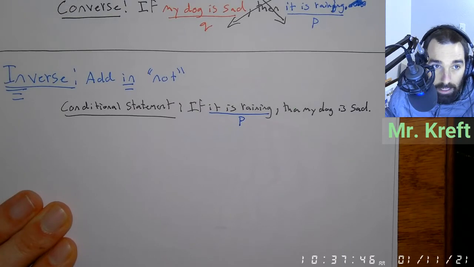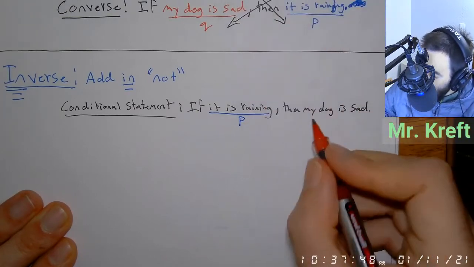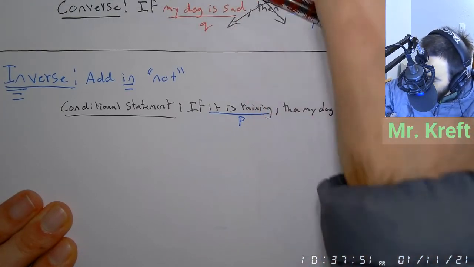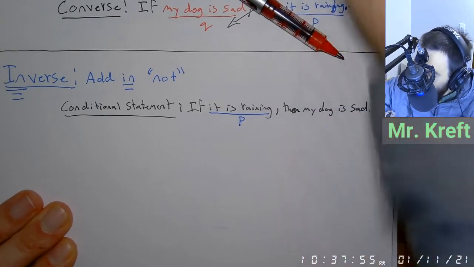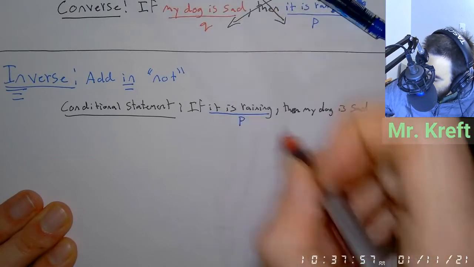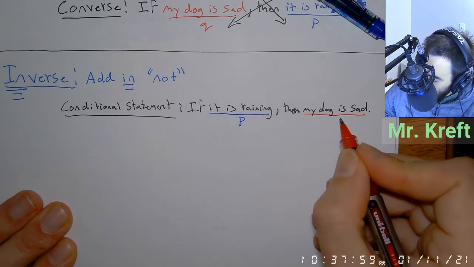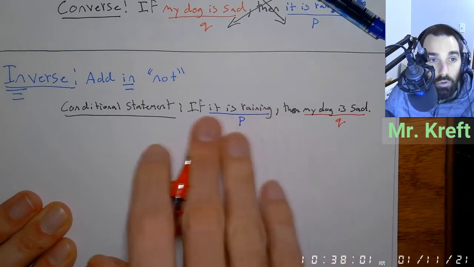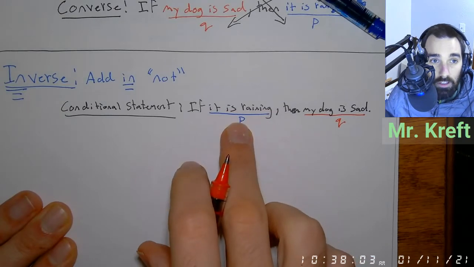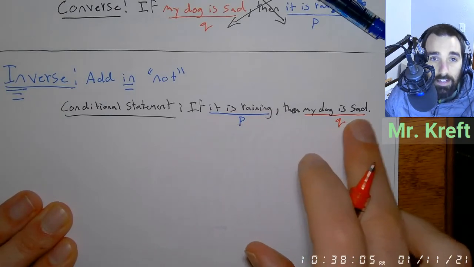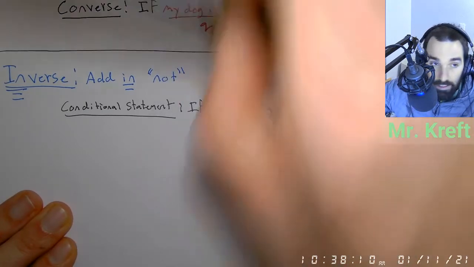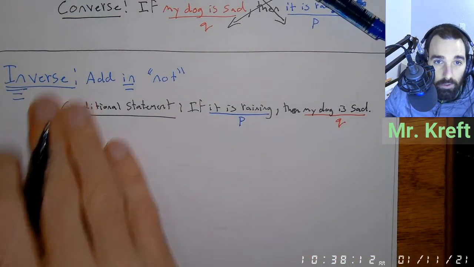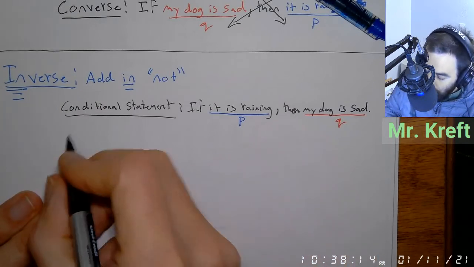Okay, so that's my hypothesis, and then I have my conclusion. It is raining is my condition, my dog is sad is my conclusion. Then what we're going to do here is write the inverse of this statement.